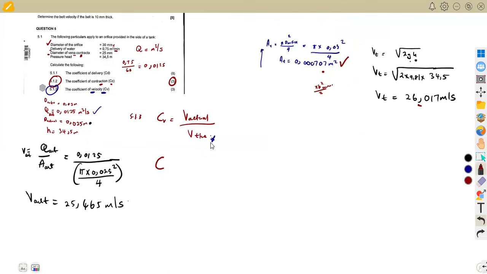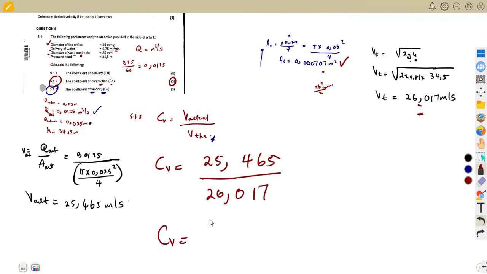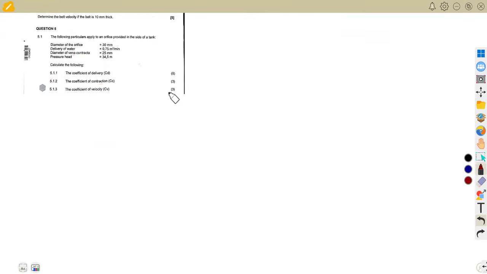So our coefficient of velocity is going to be the actual, which is 25,465, over the theoretical, which was 26,017. This gives us the coefficient of velocity, which is 0.979. These are coefficients or constants, so they do not affect anything about the units. There is no unit that you are going to consider there.